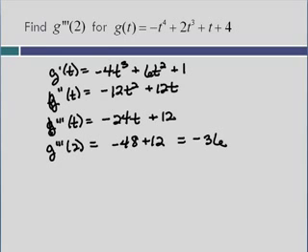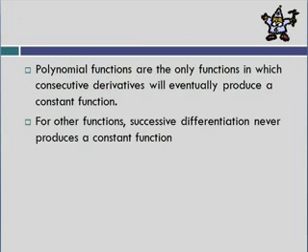So notice how when we're working with polynomials and we do the derivatives, like when we're finding higher order derivatives, you notice that each successive differentiation, the degree of the polynomial drops by 1. So eventually, higher order derivatives of polynomials are going to degenerate to a constant function. Polynomial functions, however, are the only functions in which we will eventually get a constant function. For any other function, successive differentiation never produces a constant function.